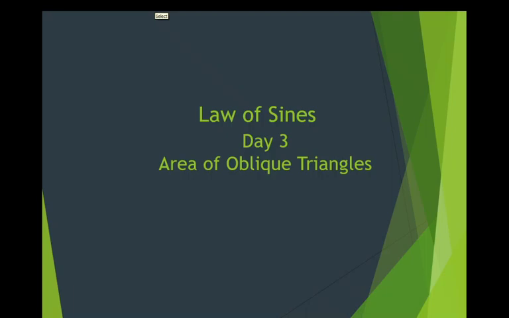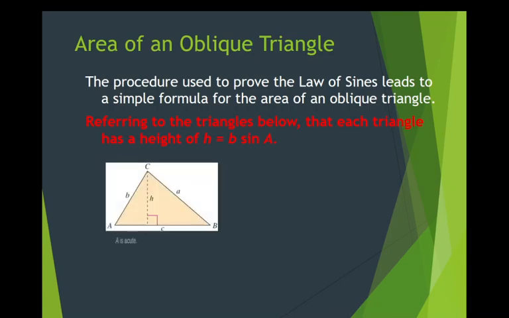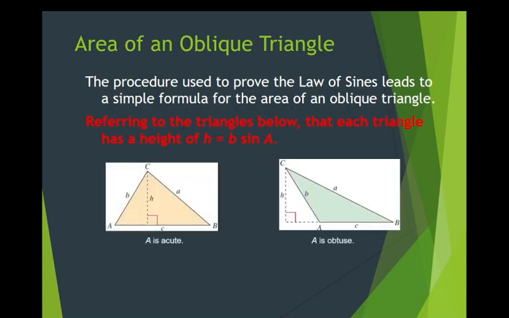Now, right triangles are really easy to find the area of because the height is one of the legs and the base is the other one of the legs. But when you have an oblique triangle and you don't have that 90-degree angle, it makes it a little more difficult. So for the area of an oblique triangle, the procedure used to prove law of sines leads to a simple formula for the area of this triangle.